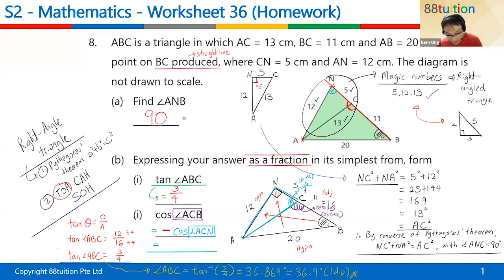Okay, so let's go and find the cosine inside first. What's the meaning of cosine? Cosine theta is equal to adjacent over hypo. And we are looking for cosine ACN. So cosine ACN is equal to adjacent. Where is the adjacent? This is called the opposite. This is called the adjacent. And this is called the hypo. And the hypo we know is 13 cm.